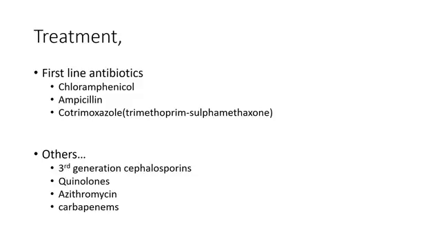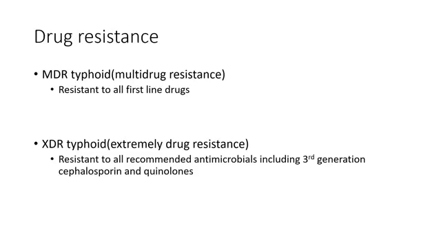Other than these antibiotics, we have options of third generation cephalosporin, which is available in injectable as well as in oral form; the quinolone group, which is also available in oral as well as injectable form; azithromycin; and carbapenems. Carbapenems are only available in injectable form, while azithromycin is only available in the oral form. So this should be clear.